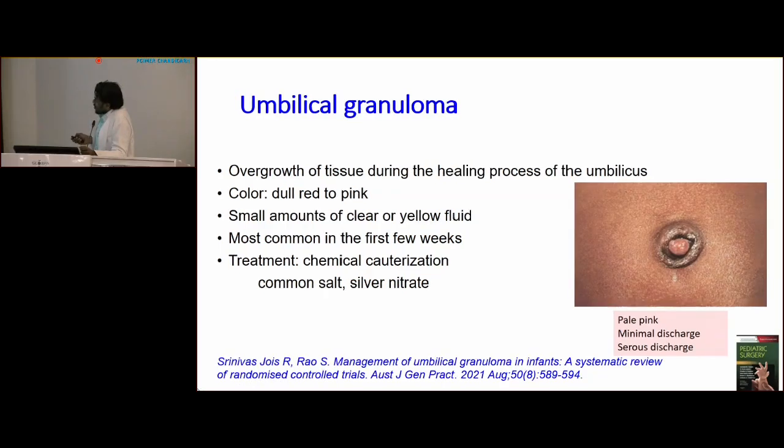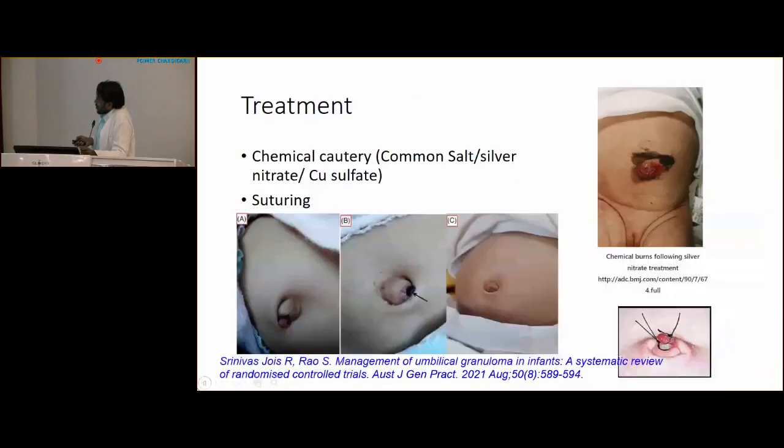Chemical cauterization with common salt, silver nitrate, and copper sulfate are the modalities which are available. If you notice, after applying the common salt, within a few applications this epithelialization starts, and it starts to hyperpigment, like the color starts to change. It is at that time that the epithelialization has started.